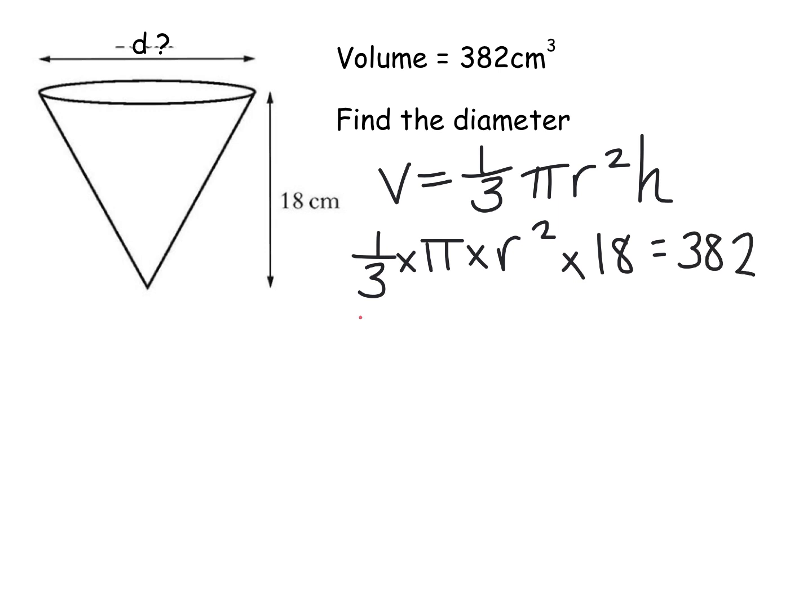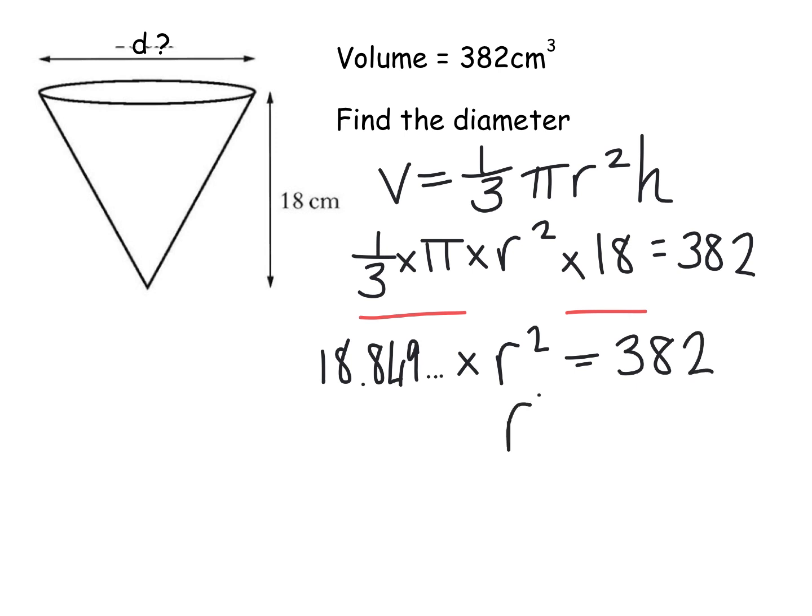We're going to do the number work, so I can do 1/3 times pi times 18. I like to just underline it so pupils can see what I'm doing. So I've got 1/3, 1 divided by 3, easy on your calculator, times pi times 18 gives me 18.849. So I've got 18.849 ... times r squared gives me 382. r squared then is 382 divided by the 18 number. So divided by 18.849. Remember, I'm using it exact.